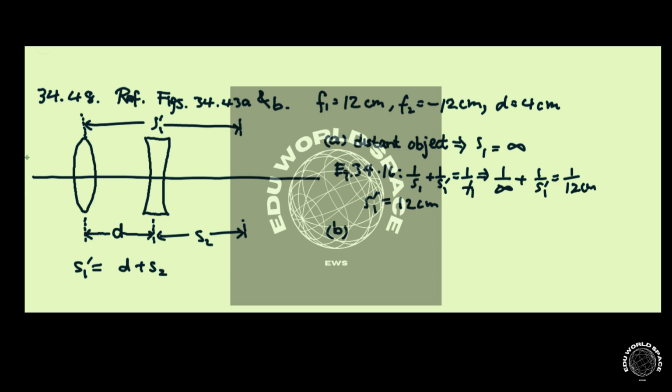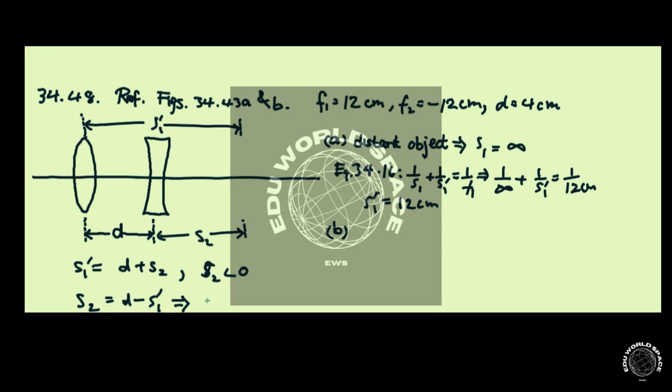But notice that the light is coming from the left side, whereas the object for this diverging lens is on the right side. So that tells us that we have a virtual object. Therefore, S2 had better be negative. And so we can solve this for S2. So S2 is equal to D minus S1 primed. And this will give us a negative S2.